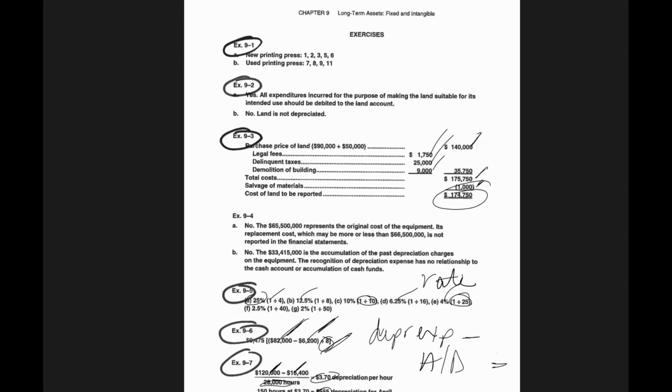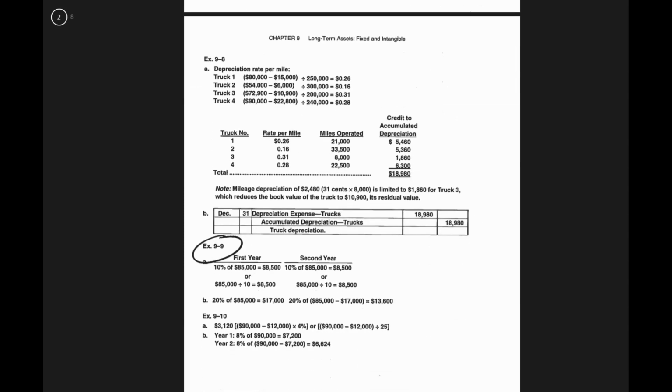Okay? Let's move over here to number 9. Depreciation by 2 methods. Okay, so this tractor acquired on January 8 at a cost of $85,000, had an estimated useful life of 10 years. Assume that it has no residual value.